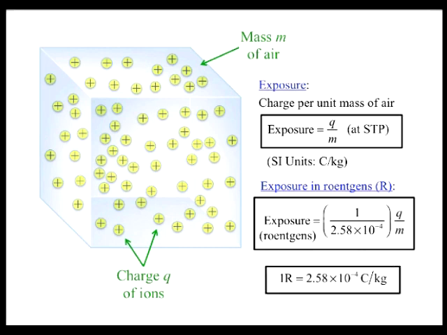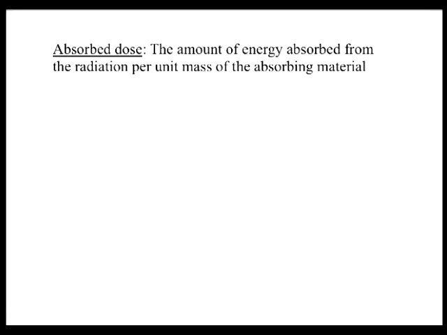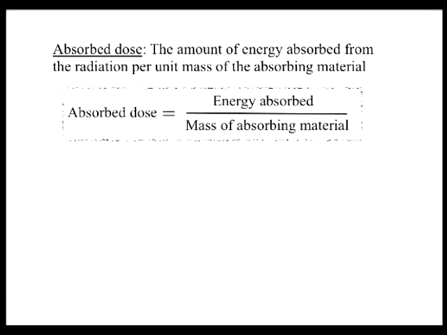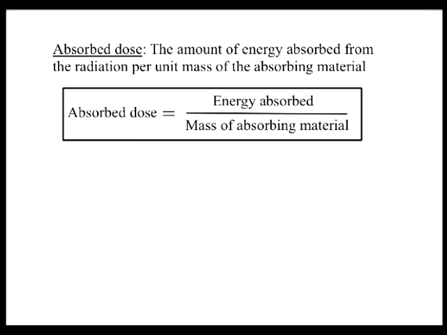The concept of exposure is defined in terms of the ionizing abilities of X-rays and gamma rays in air, but it does not specify the effect of radiation on living tissue. For biological purposes, the absorbed dose is a more suitable quantity because it is the energy absorbed from the radiation per unit mass of absorbing material. The absorbed dose is equal to the energy absorbed divided by the mass of the absorbing material. The SI unit of absorbed dose is the gray, which is 1 joule per kilogram. The equation for the absorbed dose is applicable to all types of radiation and absorbing media.